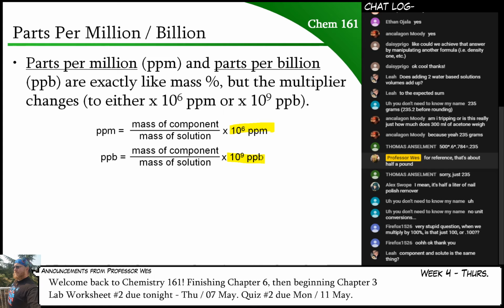For parts per billion, I would say things like lead in water. So if you wanted to go and figure out how bad the water was in Flint, Michigan, you would use parts per billion.